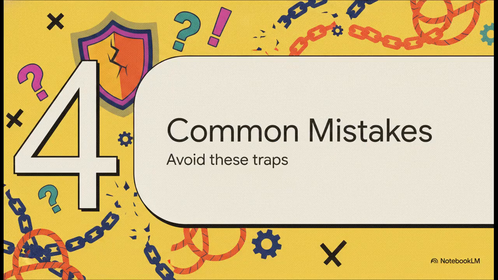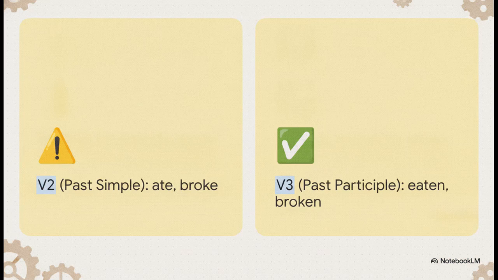Finally, we have Section 4, Avoiding Common Mistakes. Before we wrap up, I really need to guide you around a couple of traps that beginners almost always fall into. The first major trap is confusing V2, your past simple, with V3, your past participle. For regular verbs, they look completely identical. Played is both V2 and V3.